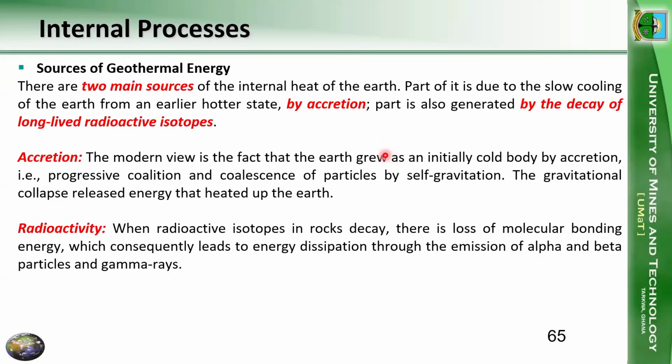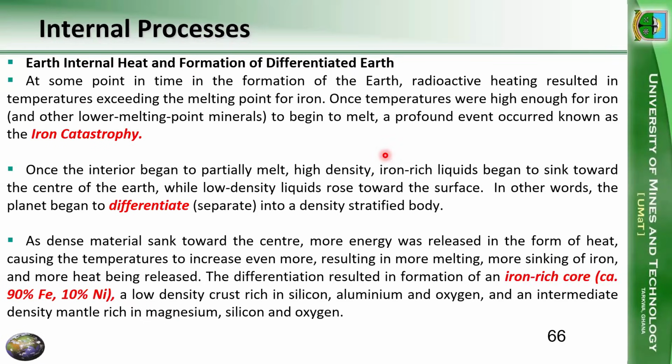But the main two sources of energy, more or less, that power the processes within the Earth are the primordial, the one from the early state, which can be connected with accretion, and then radioactivity, or radiogenic heat. So now we want to talk about something interesting called the iron catastrophe.